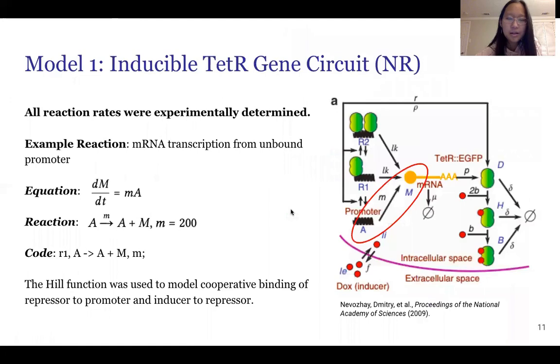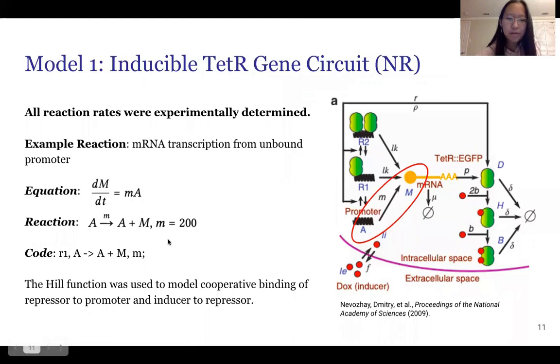All right, so our first system is the no regulation inducible TetR gene circuit. So here we have TetR being produced and it does not repress its own promoter. So here we can see, let's take an example reaction, the promoter creating mRNA at a rate lowercase m. So the reaction can be modeled as the change in m, the big M, over the change in time is equal to the reaction rate times the amount of available promoter.